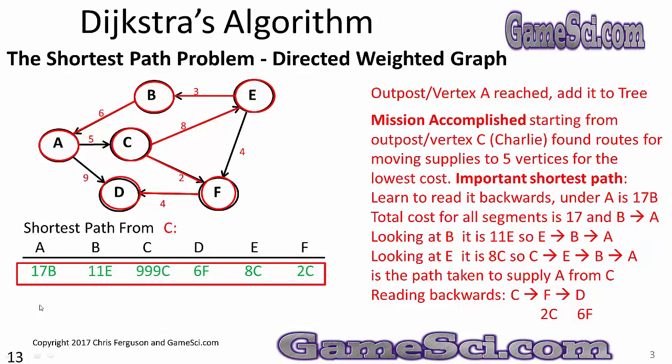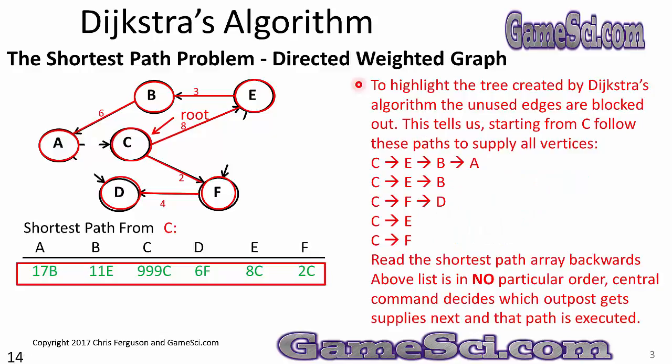Learn to read the shortest path backwards. How do we get to D? D said we got there from F. How do we get to F? It says we got there from C. Reading that backwards, take C to F to D. That is your route from C to D. And we learn that by reading this array backwards. We got to D from F. We got to F from C. We're back to our starting vertex.